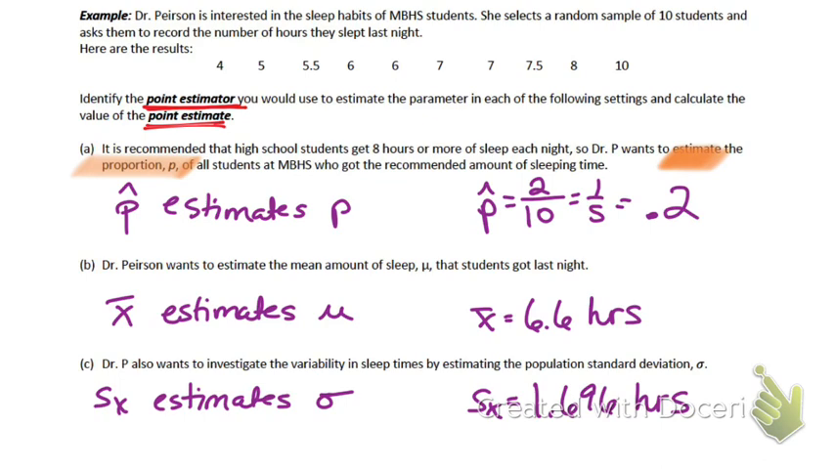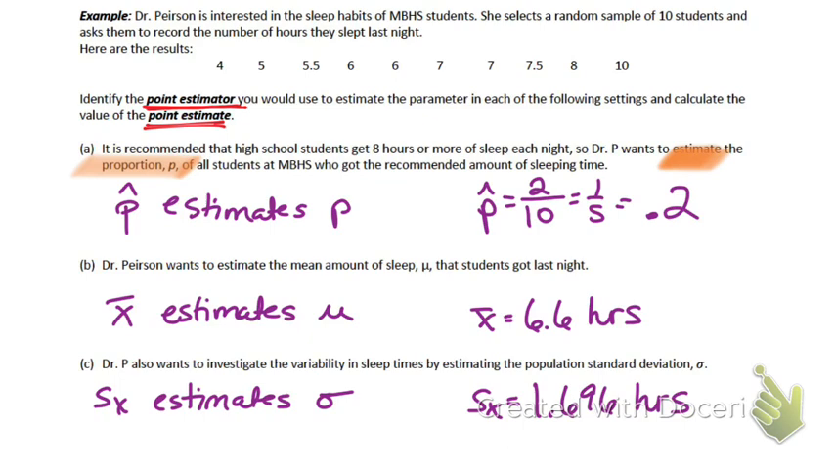Can they flip? Nope. I can never do p hat for mu or whatever. It's always the same. I'm never trying to estimate a sample value with a population value. That's just weird.